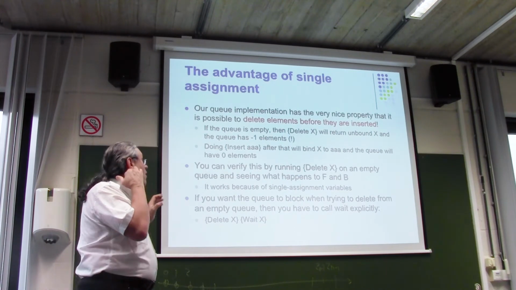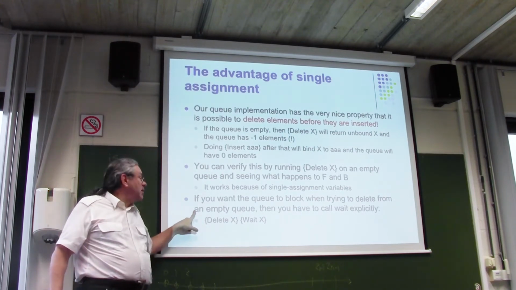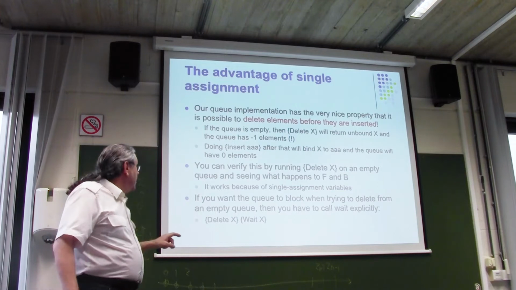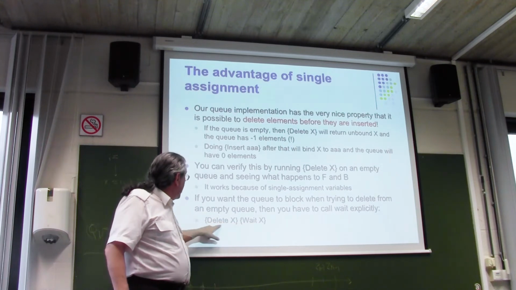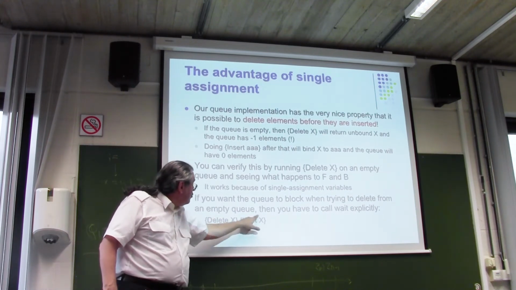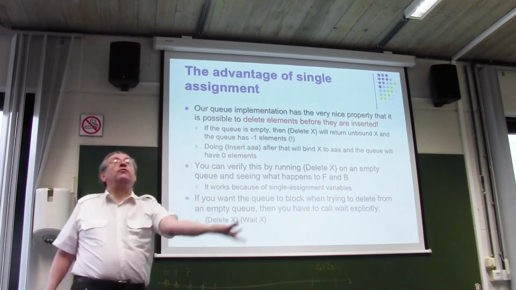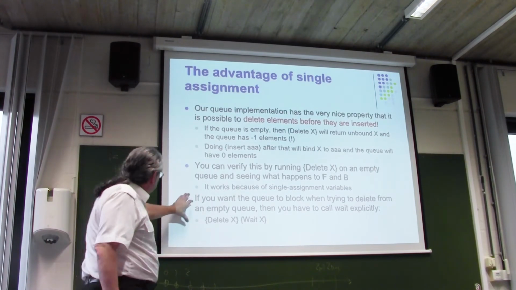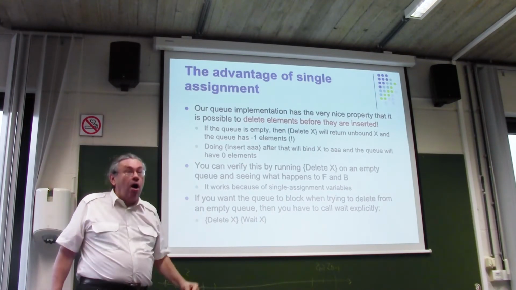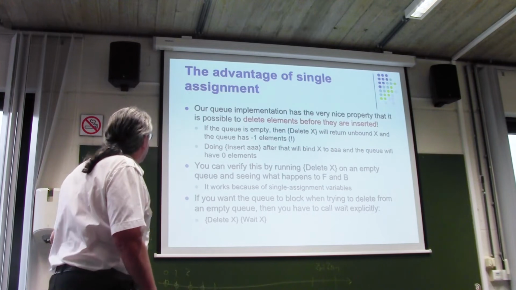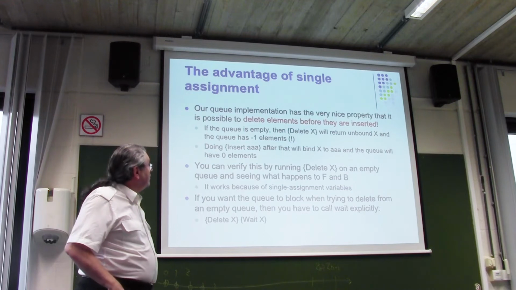Now, sometimes you don't want that. If you want the queue to block when it's empty, you have to do that yourself. That means you have to call a wait. If I want to block when I try to delete from an empty queue, I have to wait explicitly. So wait X will wait until X is bound, until someone inserts. But if you don't do that, the default behavior is that the insert and the delete will always work and never block. And it's correct. This is because of the way single assignment and difference lists work.